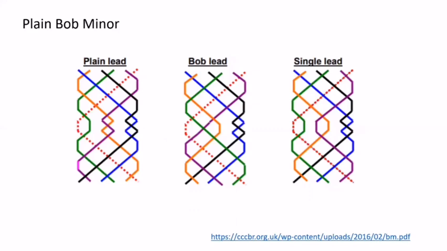Now we can move on to plain bob minor. There are similarities here to our plain bob doubles. Let's have a look at the plain lead. Bell makes seconds over the treble. 2 bells dodge in 3/4, 2 bells dodge in 5/6. And what happens at the bob is that the bell that was going to make seconds doesn't make seconds, but runs out, and it will make seconds next time.